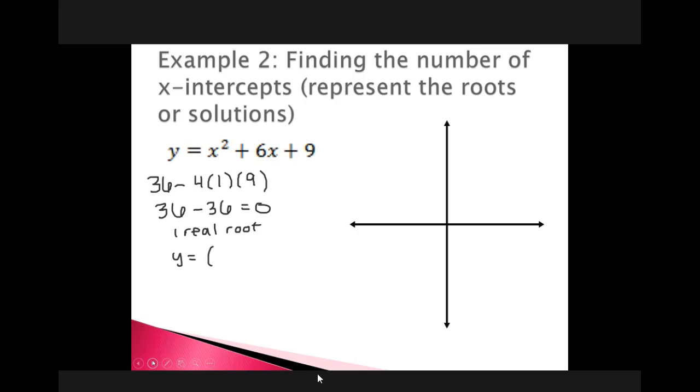So we should at this point be able to know that that factors as x plus 3 squared. And then if you go back to our unit on completing the square, that's really like saying 0 equals x plus 3 squared, which means that x plus 3 equals 0, or that my root is at x equals -3, which means that I have the x-intercept -3, 0.